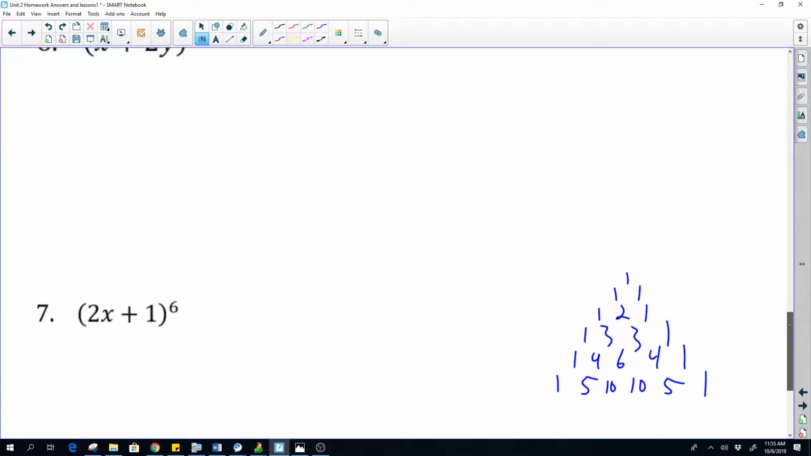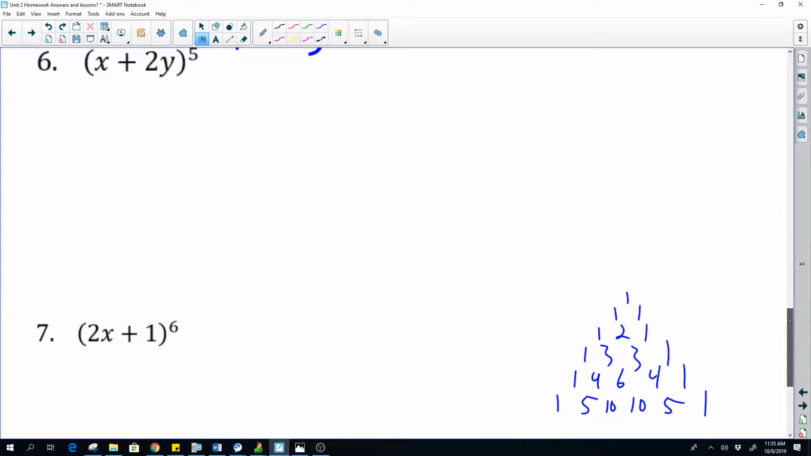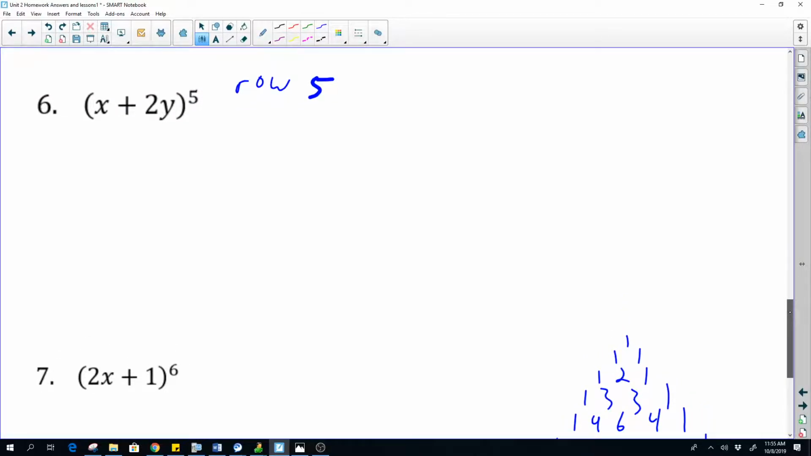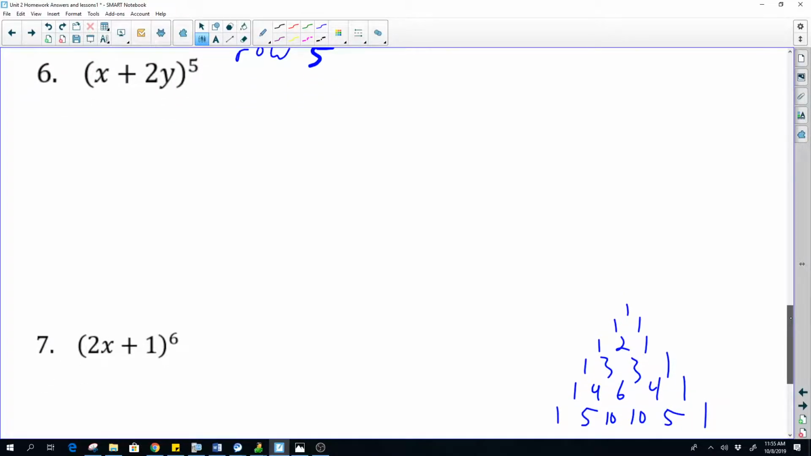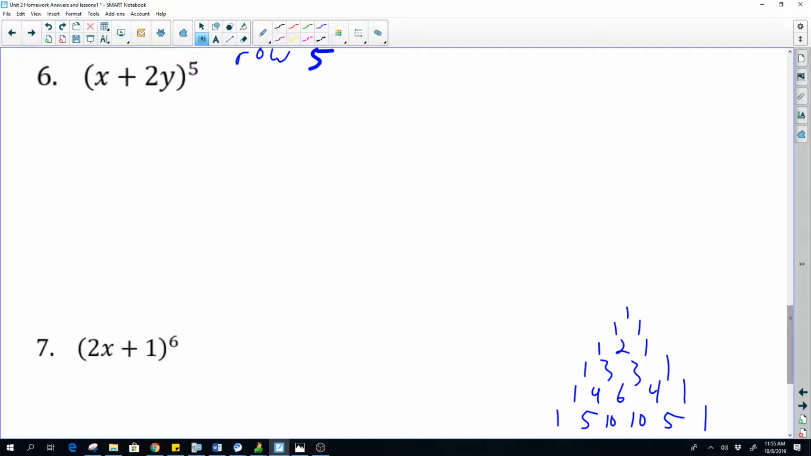That's to help us get our coefficients in the front, which is awesome. So that's what we're going to do for number 6, and then you try it on number 7. So we're going to go 1, 5, 10, 10, 5, 1. Cool.